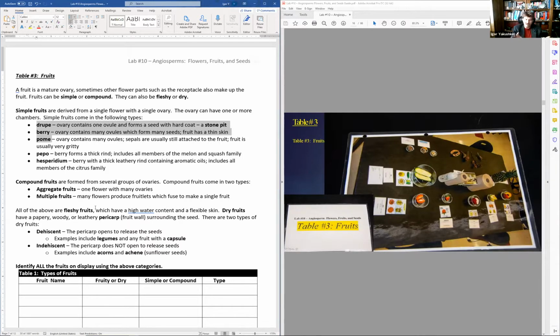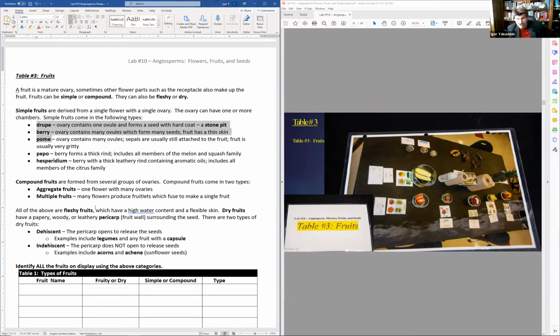I don't care about pepo, hesperidium, berry, or anything like that. Again, I didn't have the time to go over why the berry is the berry, why the pome is the pome. So in this particular case, I will not be asking that, but I will be asking simple, aggregate, or multiple. That's if it's fleshy. If it's dry, it's already by definition technically a simple one.